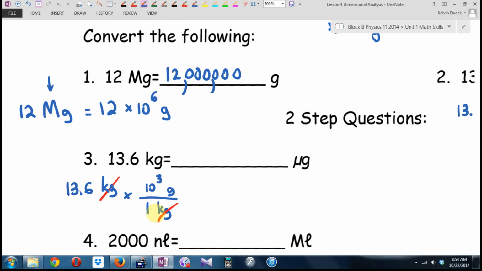This is in grams. What do I want to end up in? Micrograms. Okay. I'm going to multiply by another fraction. That's why this is a 2-step. I want to get rid of the grams. Where is the grams in the middle fraction, on the top or the bottom? On the top. So if I want it to cancel, where am I going to put grams in the next fraction? Bottom.